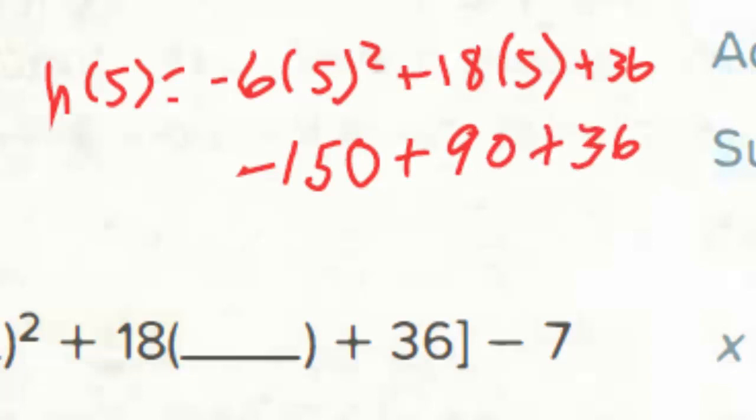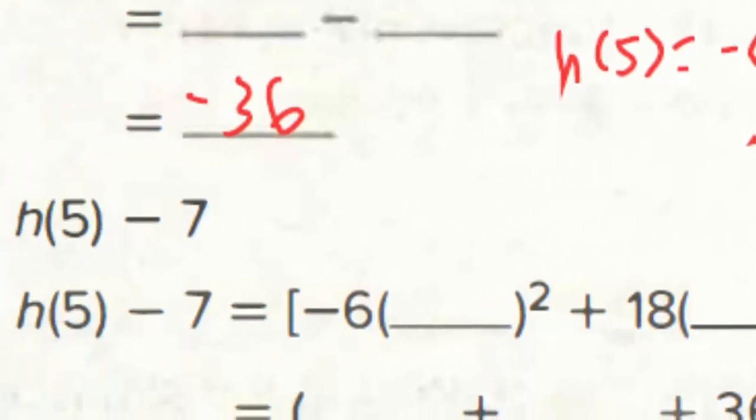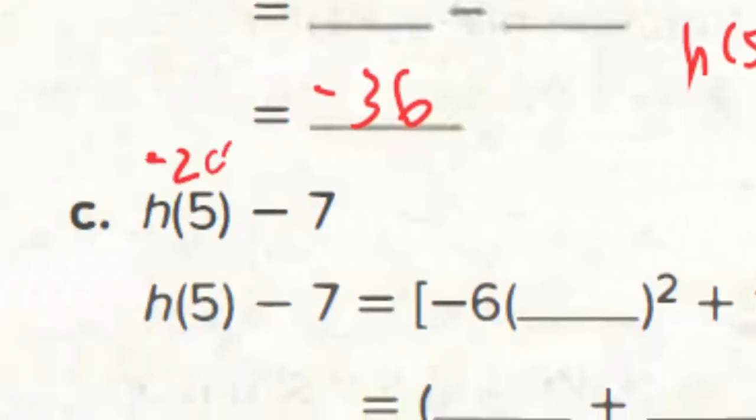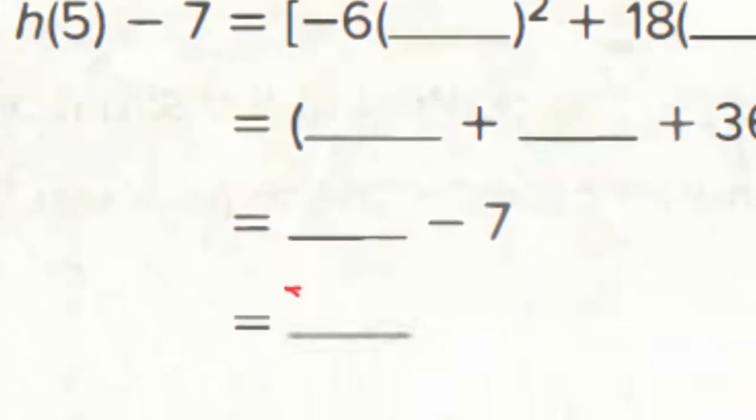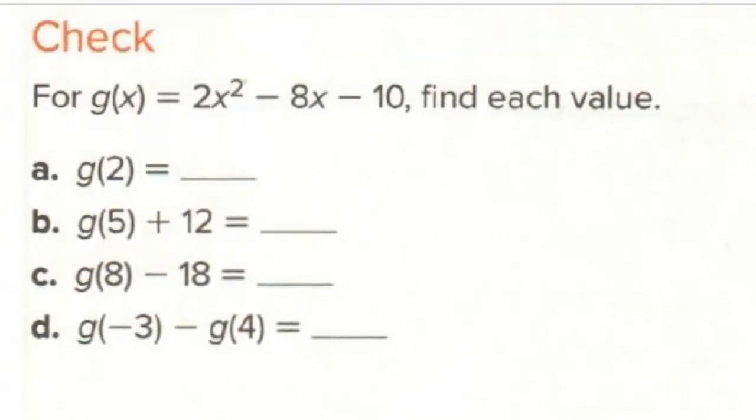Add all that up and we get negative 24. So h of 5 is negative 24. So if we input 5 into the function, it outputs negative 24. Then, of course, we've got to subtract 7 from it. So negative 24 minus 7 gives us a final answer of negative 31. Go ahead and pause the video and attempt to check for each of these letters.